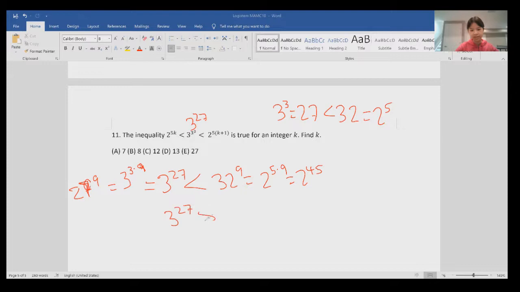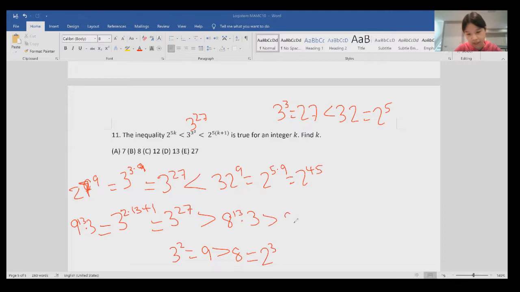And now we'll determine what 3 to the power of 27 is greater than. We guess that it should be greater than 2 to the power of 40. To see this, observe that 3 squared is more than 2 cubed. Now we could write this as 3 to the power of 2 times 13 plus 1, which is equal to 9 to the power of 13 times 3, which is greater than 8 to the power of 13 times 3, greater than 8 to the power of 13 times 2, which is equal to 2 to the power of 40.